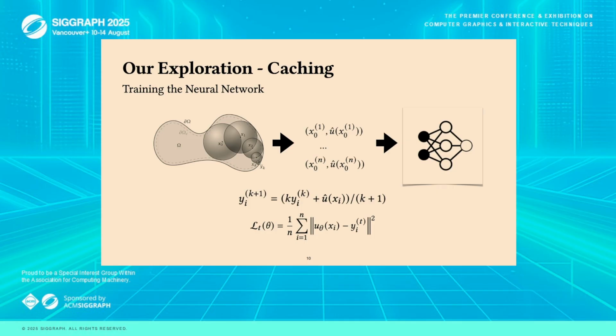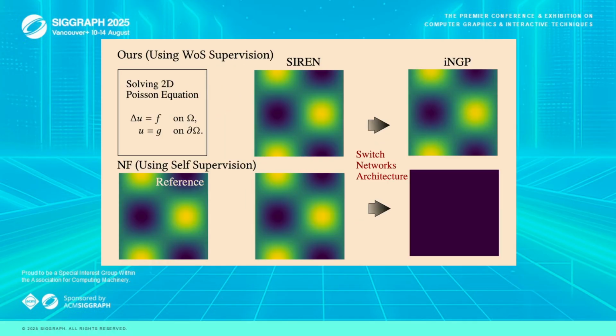Turns out this noisy but unbiased estimator is in fact more stable than the self-supervised PINN-style loss. And as you can see, when we changed the neural network architecture from SIREN to Instant NGP on this 2D Poisson equation, Walk on Spheres supervised loss produced good results for both network architectures, while the self-supervision loss caused catastrophic failures.